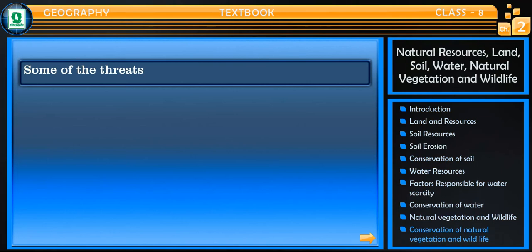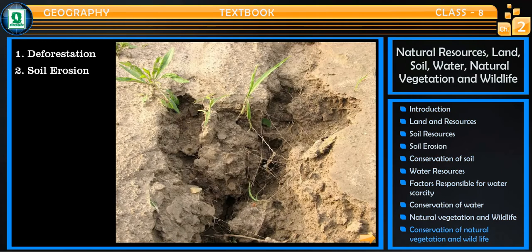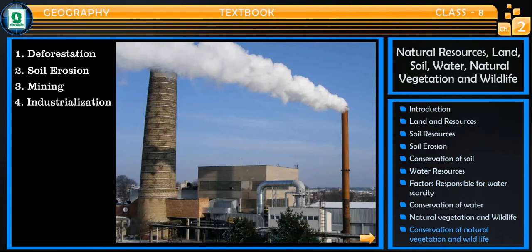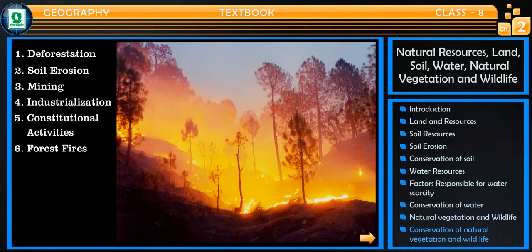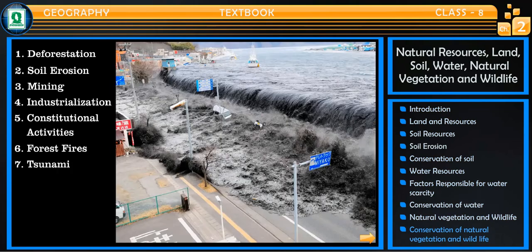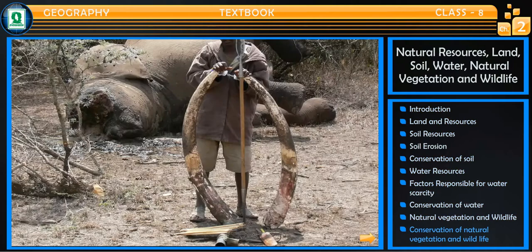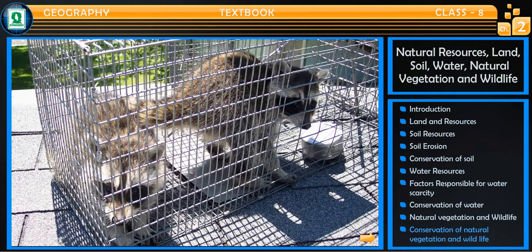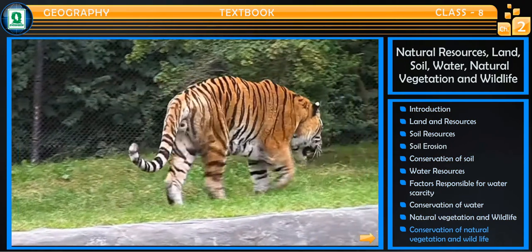Some of the threats to these great natural resources are deforestation, soil erosion, mining, industrialization, constructional activities, forest fires, tsunami, and landslides. Poaching, that is, the illegal hunting, fishing, trapping, or eating of wild animals is another factor responsible for extinction of many animals.